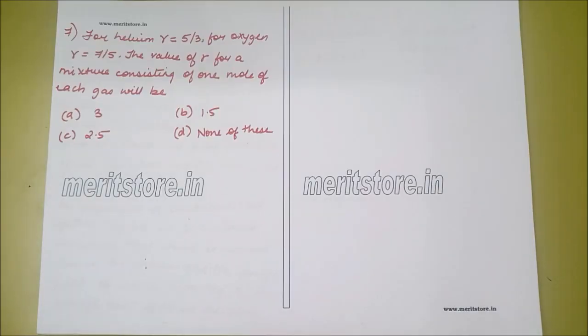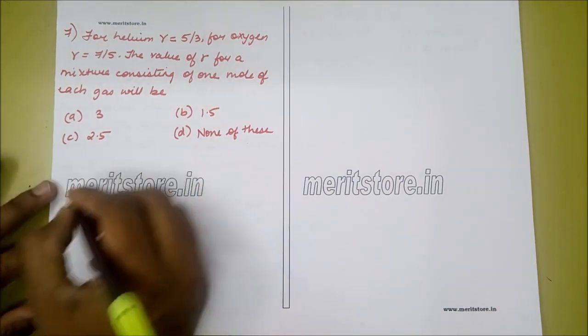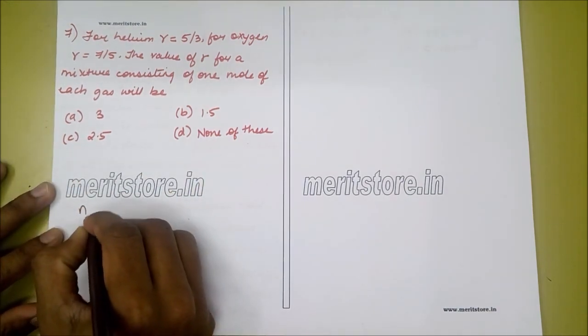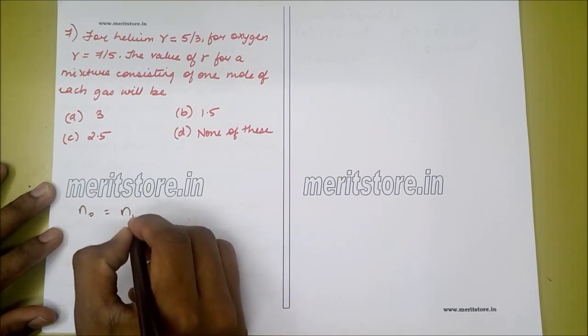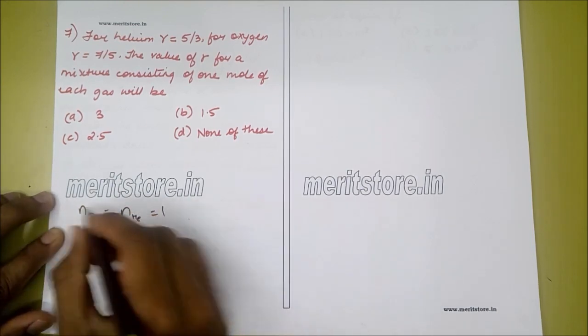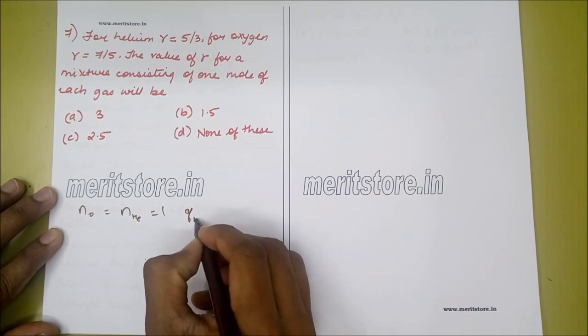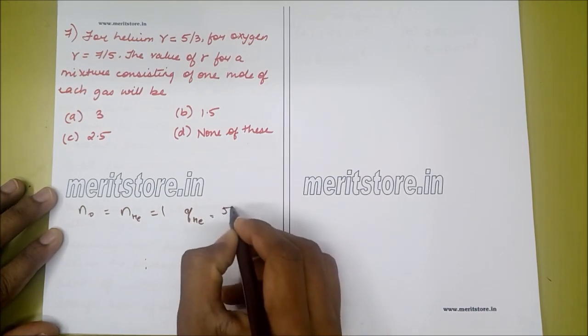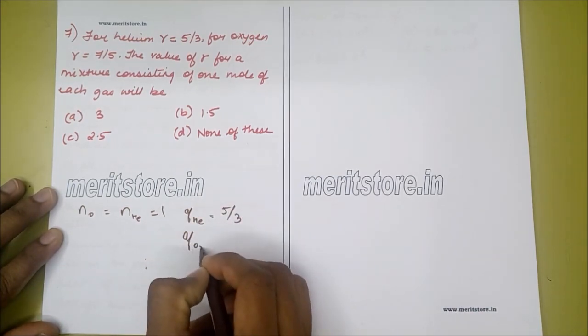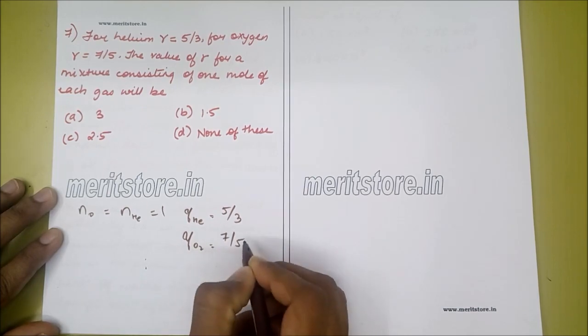For helium, gamma is equal to 5 by 3. For oxygen, gamma is equal to 7 by 5. The value of gamma for a mixture consisting of 1 mole of each gas will be, the options given are 3, 1.5, 2.5 and none of these. Now the number of moles of oxygen is equal to the number of moles of helium, which is 1, and gamma for helium is given as 5 by 3, whereas that of oxygen is given as 7 by 5.